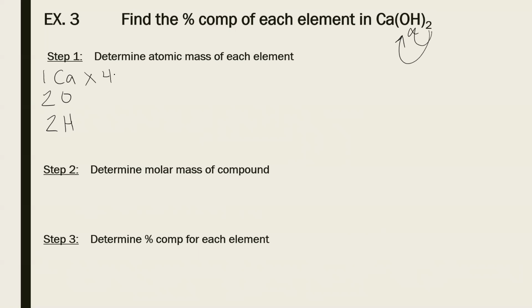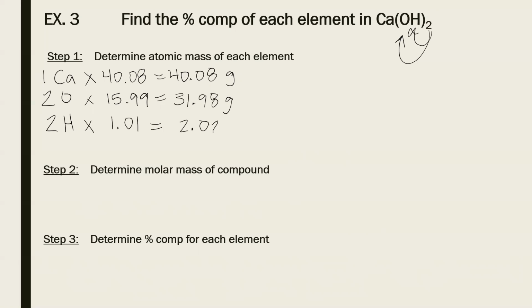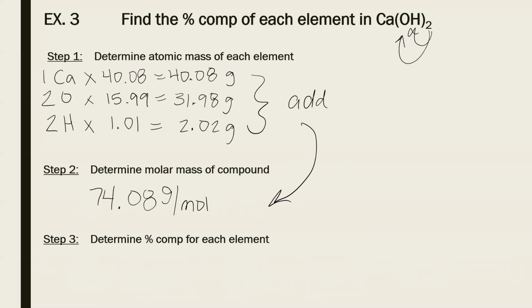Atomic mass for calcium is about 40.08. Easy math there. Oxygen, about 15.99. And if you want to use all the decimals, by all means go for it. That's even more precise, but try to at least choose 2. And then hydrogen. Okay, so step 1 done. Step 2, add together to get the molar mass of the compound. I get about 74.08, and molar mass is grams over mole.